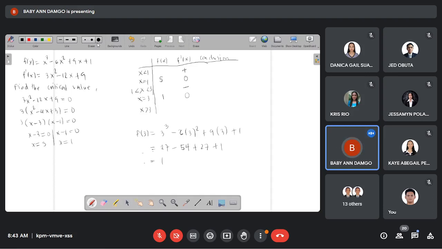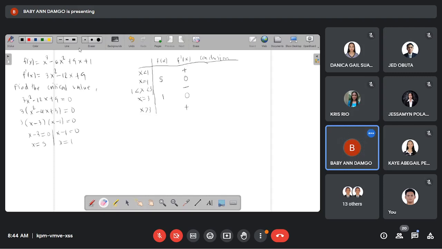Next is when x is greater than 3. So let's set a value like 4. So we have f prime of 4. This is equal to 3 times 4 squared minus 12 times 4 plus 9. So 4 squared is 16 times 3, this is 48, minus 48, since 12 times 4 is 48, plus 9. So we have 9. So this is positive. Next is the conclusion.